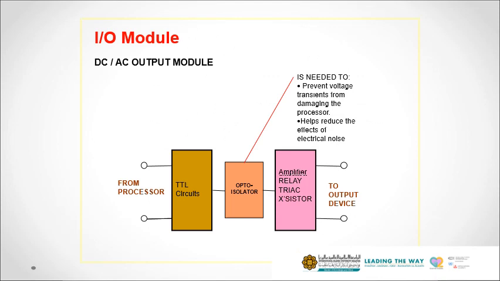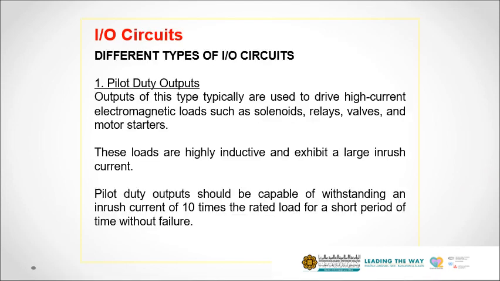For the case of output module, DC or AC, from the processor you have a TTL circuit, transistor circuit, followed by an opto isolator again, and then it will be amplified to a level that the output device can handle.